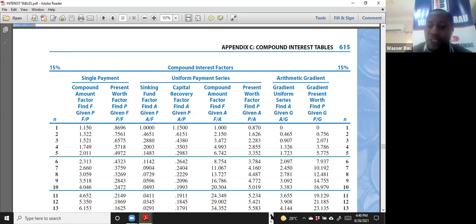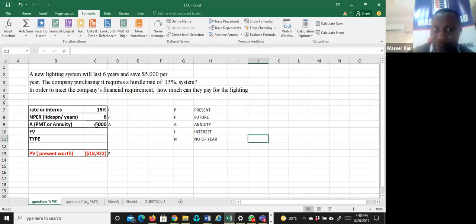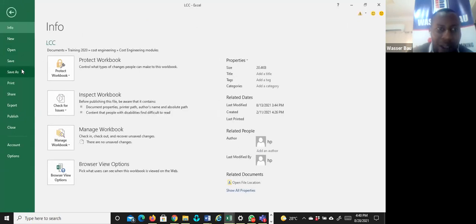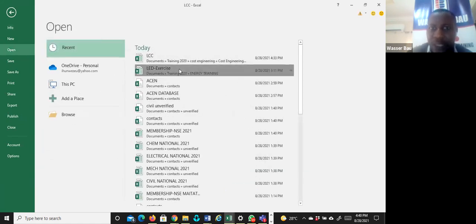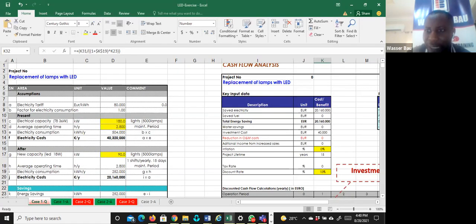The question you might ask yourself somewhere along the line is, how do they come about this 5,000? This thing might take our time, but let me just demonstrate so that you know how all these small businesses came about it. For instance, look at one LED exercise. Let me do this LED exercise in energy auditing.